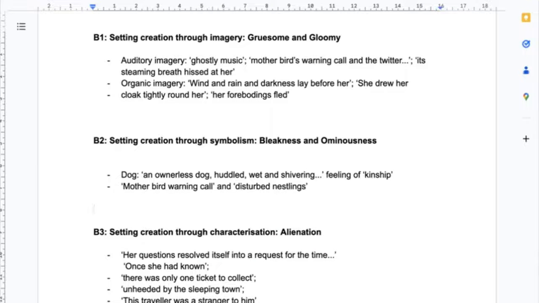Lastly, a certain setting is created through characterization. From the extract, there is a character who is in a state of great alienation. The first quote implies that she cannot really reveal herself candidly, or she cannot really engage with the people in the setting. Also, there's a quote saying there was only one ticket to collect, which implies that she's largely excluded from the crowd. And other quotes also support the idea that the character doesn't feel she belongs to the place she's visiting, even if she used to reside there. It no longer feels welcoming.